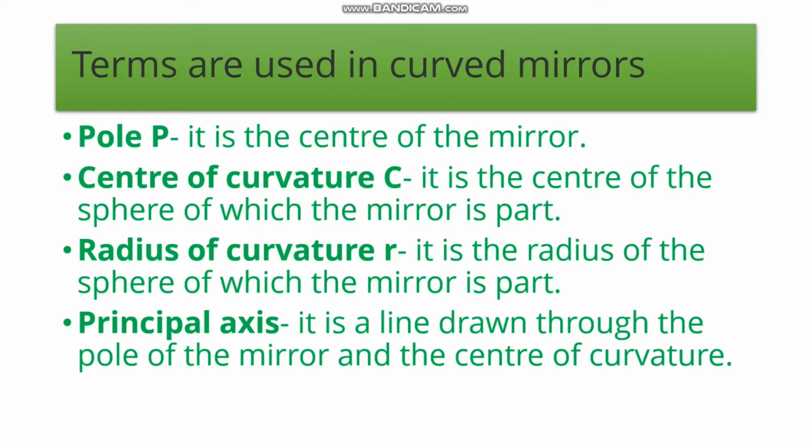You see here, the center of the mirror is called the pole. Center of curvature is the center of the sphere of which the mirror is a part. Radius of curvature is the radius of the sphere of which the mirror is a part. Principal axis is a line drawn through the pole of the mirror and the center of curvature. So generally we may get questions based on the understanding capacity.